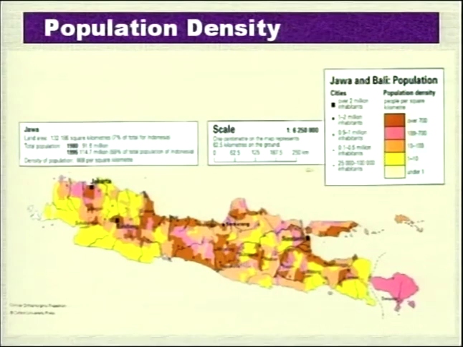Okay, we need to make reference to the second map in our booklet. The second map in our booklet gives us information about the rice growing area. Okay, we double check now.